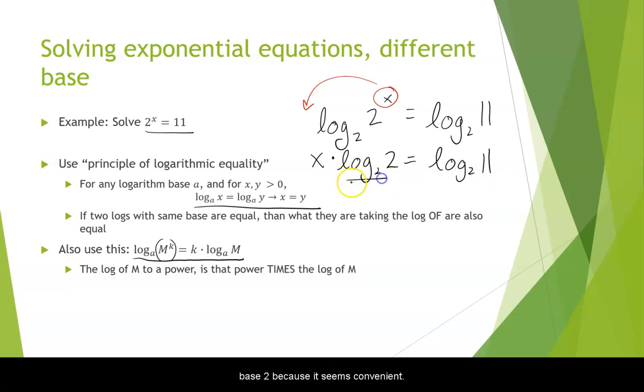And again, I just picked log base 2 because it seemed convenient. It is kind of nice on the left-hand side here because log base 2 of 2 just equals 1. But if we want an approximate answer, we probably should use a logarithm that we can plug into our calculator. So log base 10 or log base e, for common log or natural log. Let's go ahead and do that.